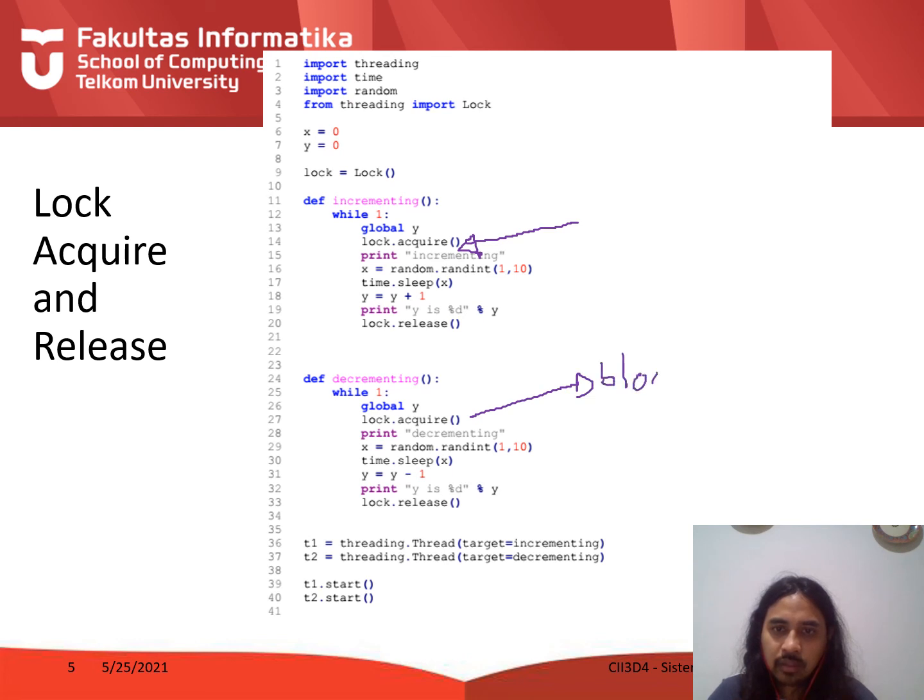When it is blocked, it doesn't continue to the next statement. So until when is it blocked? Until incrementing declares lock release. When incrementing says lock release, the block becomes unblocked. And now if incrementing wants to use the lock, it is then blocked. So just like that, and it is released when decrementing says lock release.